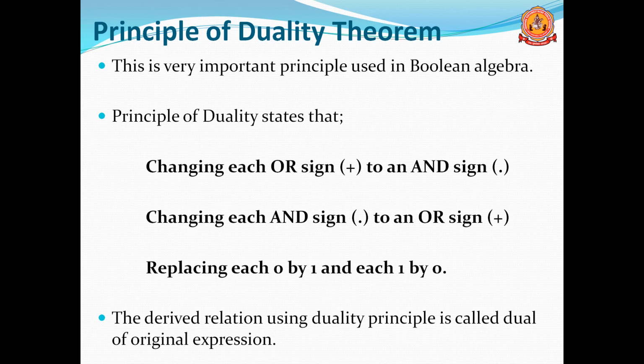Whenever 1 is there, you have to change that into 0. Whenever 0 is there, you have to change it to 1. Whenever plus is there, you have to change that into the dot operation. Whenever the dot operation is there, we have to change that into the plus operation. So we can derive the new Boolean expression.